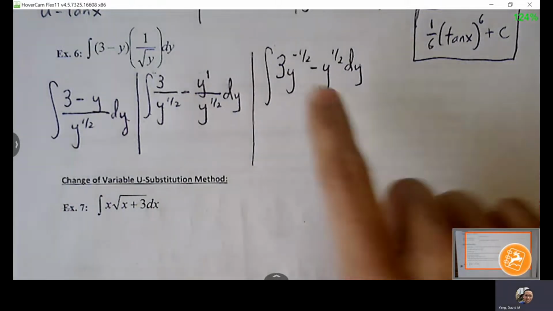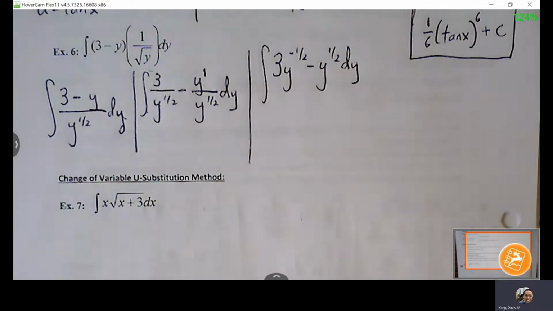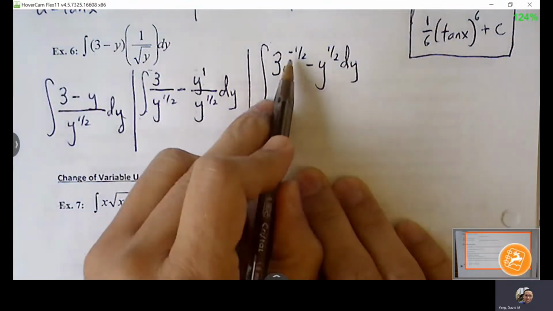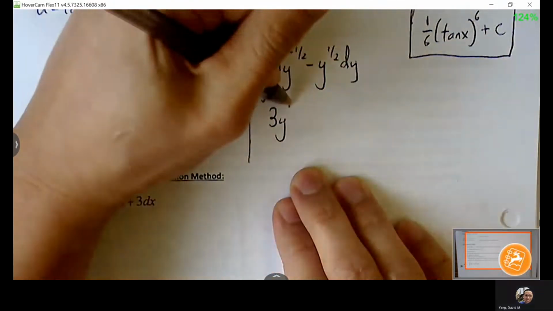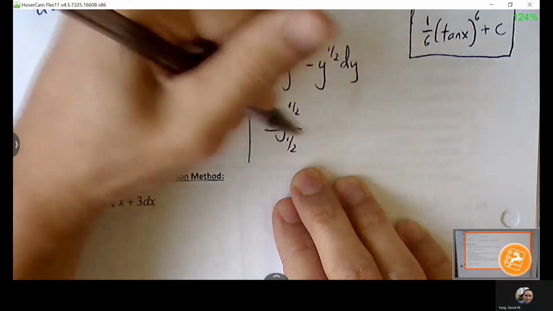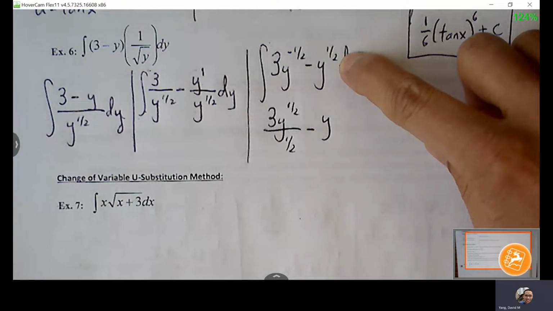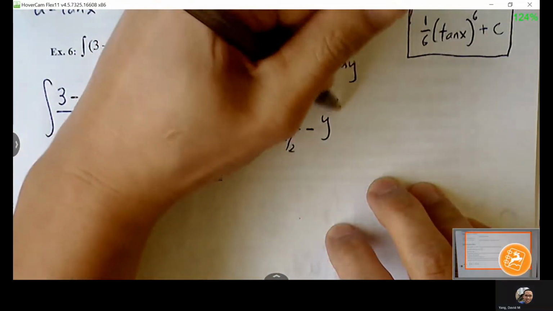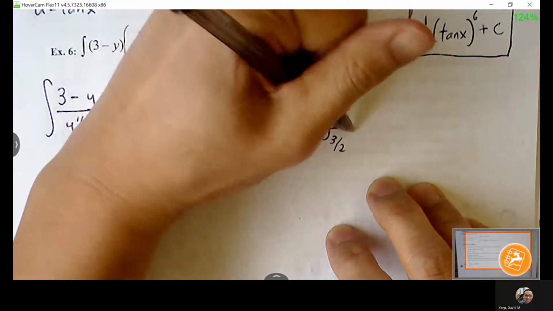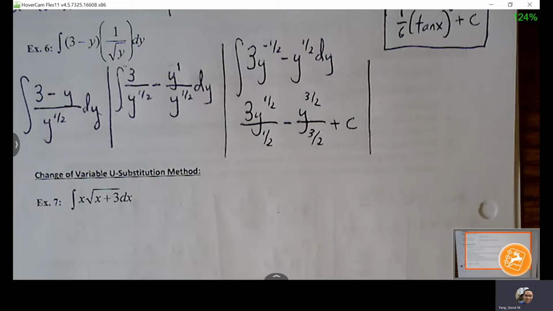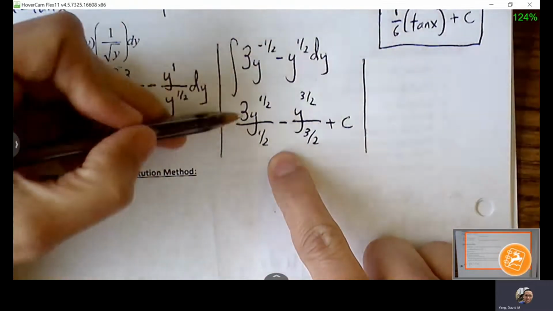Okay, so now we're ready for power rule, right? Add 1 to the exponent, divided by that new exponent. Negative 1/2 plus 2 over 2 is 1/2. 1/2 plus 2 over 2, 1/2 plus 1 is 3/2. Flip those fractions up. 1/2 becomes 2 in the numerator. 3/2 becomes 2/3 in the numerator. So 2 times 3 is 6.